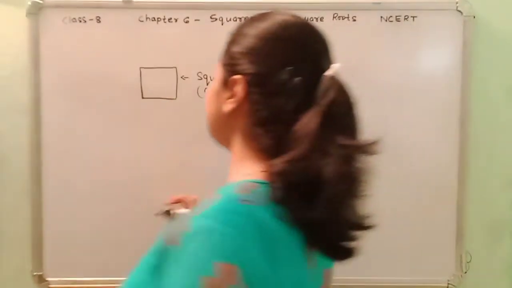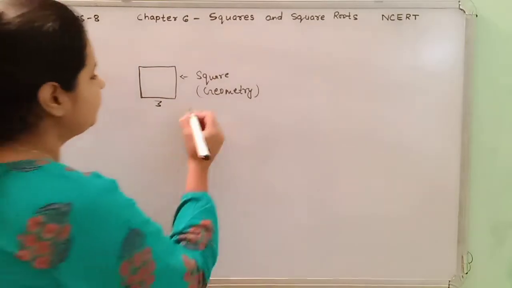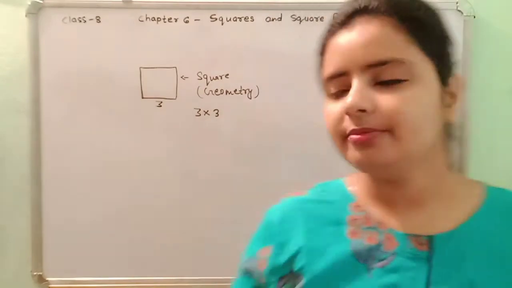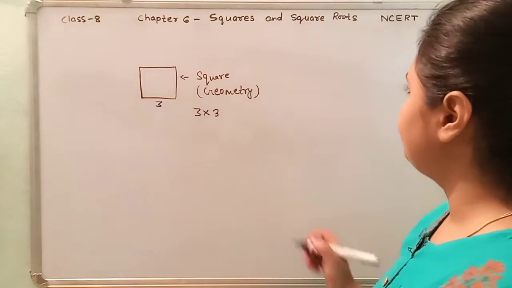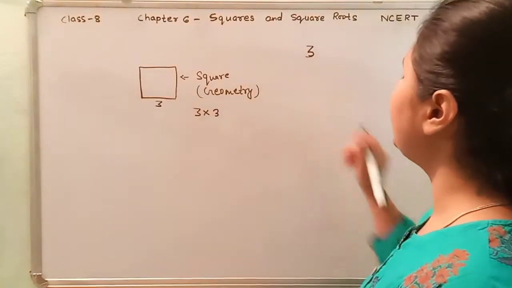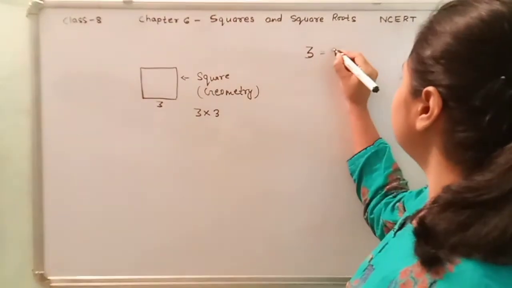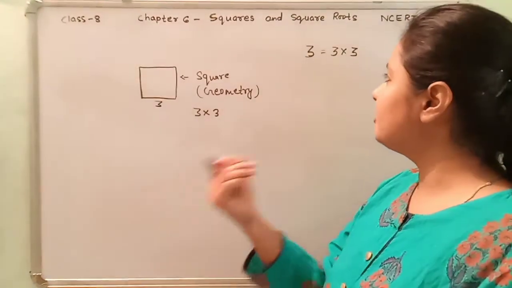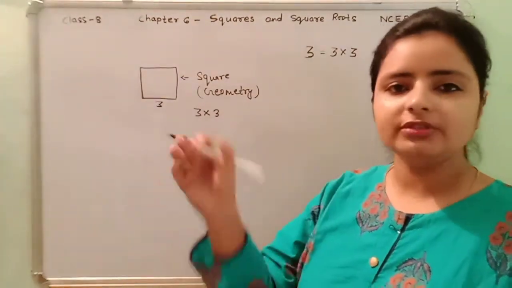Okay. Suppose the side of this square is 3. So the area of this square will be 3 multiply 3. Fine. Now when we study squares in the algebraic section, in algebra, if we have any number, suppose 3, and the question is to find the square of 3, what will we do? We will multiply 3 by 3. That means we multiply that number by the same number. Whatever number we get, we multiply it by itself.